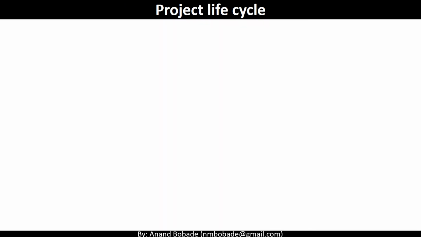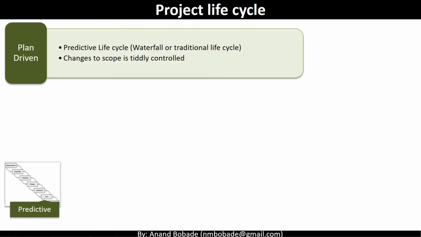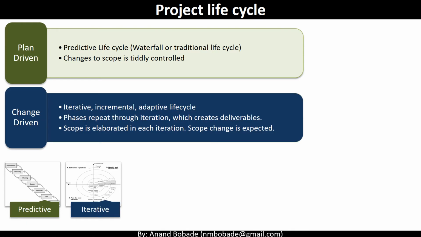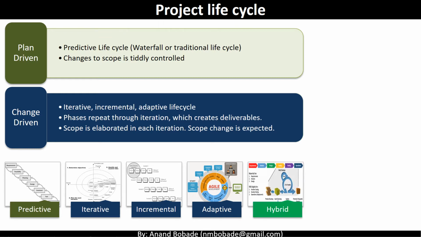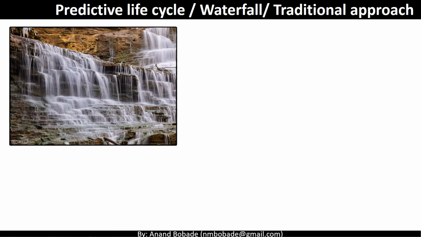There are two types of project lifecycle. Plan-driven, predictive lifecycle, which is also called as waterfall or traditional lifecycle, and change-driven, like iterative, incremental, adaptive lifecycle. And finally, there is a combination of multiple lifecycles, which is called as hybrid lifecycle. Let's look at each of them in detail with some examples.